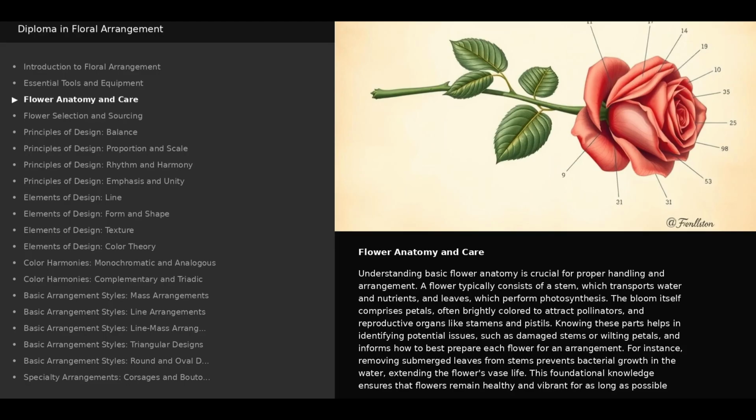Knowing these parts helps in identifying potential issues, such as damaged stems or wilting petals, and informs how to best prepare each flower for an arrangement. For instance, removing submerged leaves from stems prevents bacterial growth in the water, extending the flower's vase life. This foundational knowledge ensures that flowers remain healthy and vibrant for as long as possible within a design.